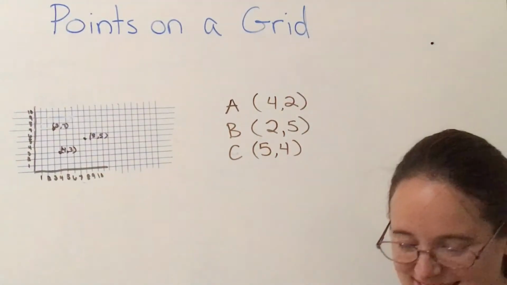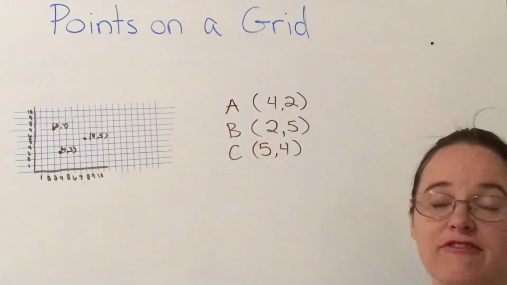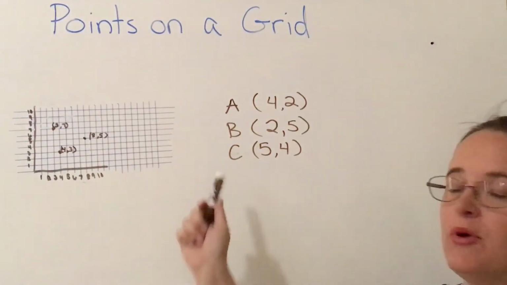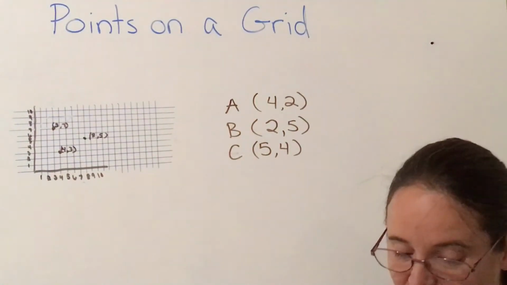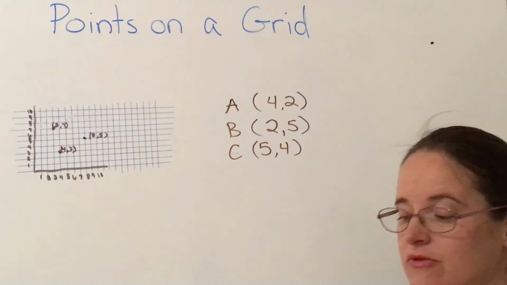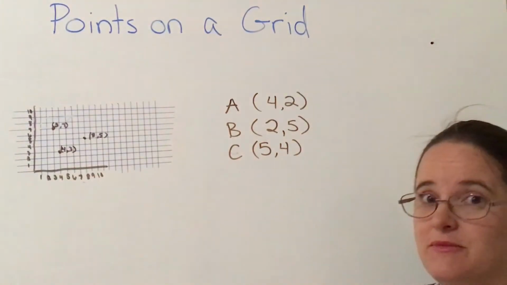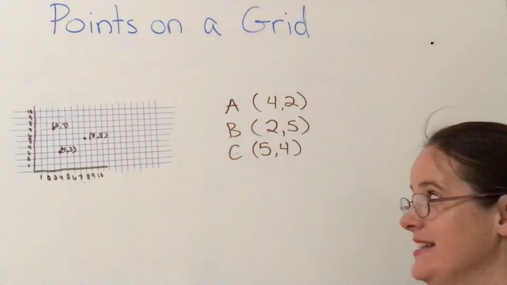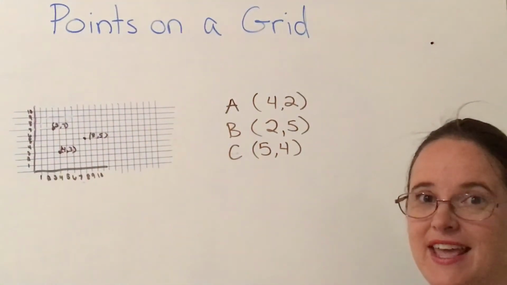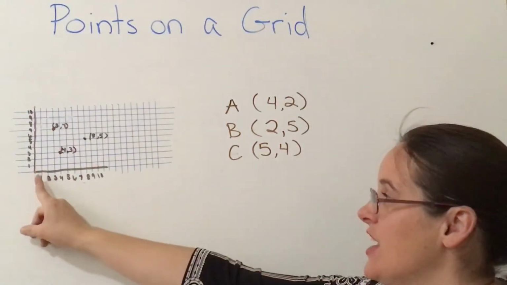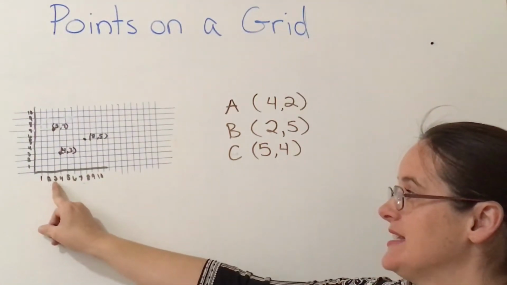Hi class, this is lesson 109 of book 3, and today we're going to learn how to plot points on a grid. So this is going to be new for a lot of you. So I want to talk about just some general things that we need to keep in mind. This is our grid, and today we've numbered each of these lines. So each line represents a different whole number.